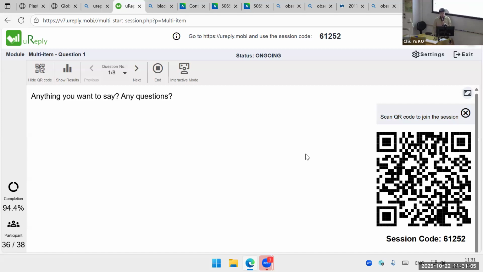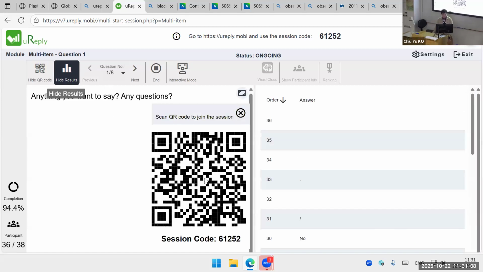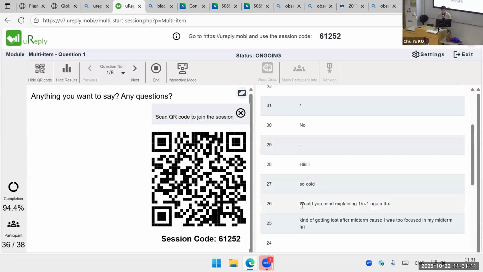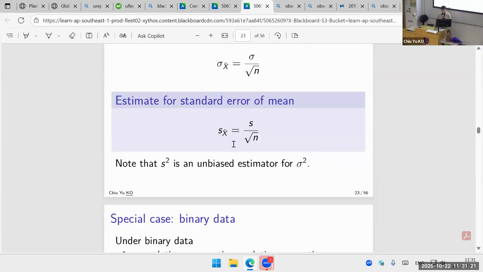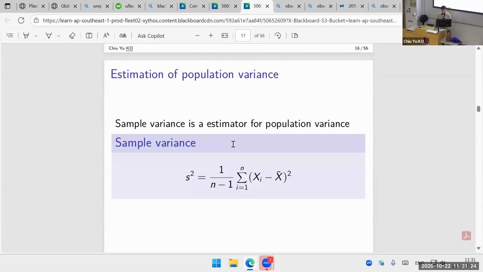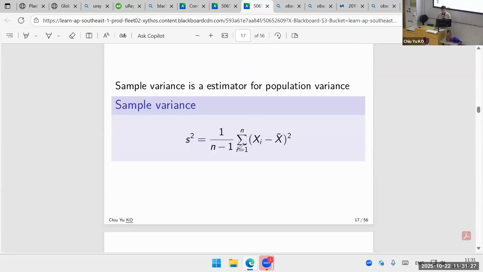So let us slowly resume. Do I mind explaining n-1 again? So yes, let me do it. So why n-1? The main reason is you would divide by n if we don't have to estimate mu with x bar. If we know the mu, the old formula we have would be fine. That's absolutely no problem.